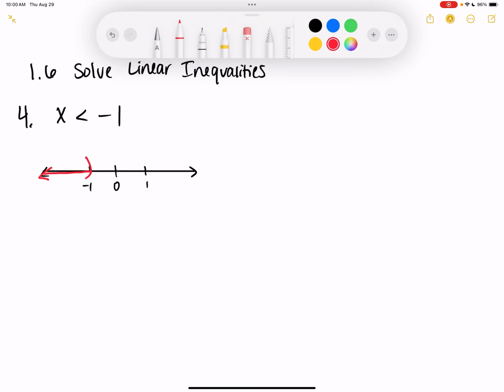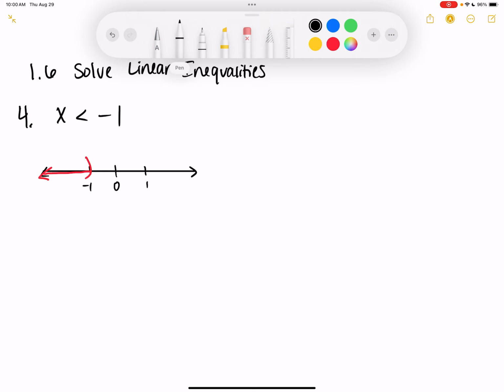Do you always want us to use a different color when we have to? You don't have to, just make it super obnoxious if you're using the same color. Like if you're using a pencil, like over top of a pencil, so that I can tell where it is.